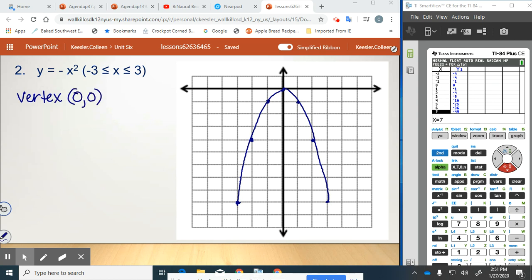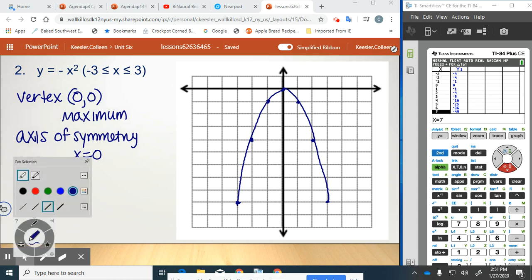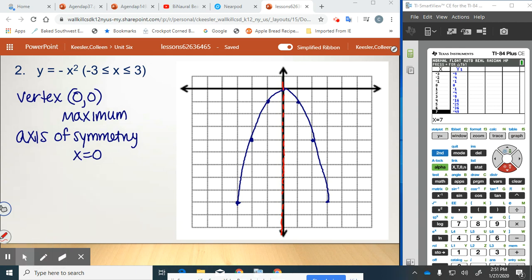It's at the top of the graph, so it's a maximum. The axis of symmetry is still x equals 0, because again, the line x equals 0 is on the y-axis and models the symmetric half of that graph. If I were to fold it along that line, both sides would line up perfectly.